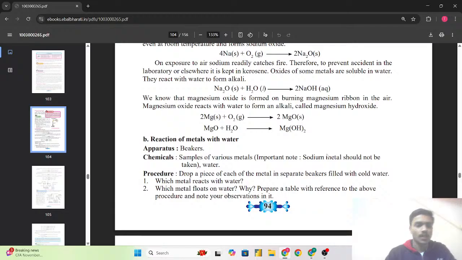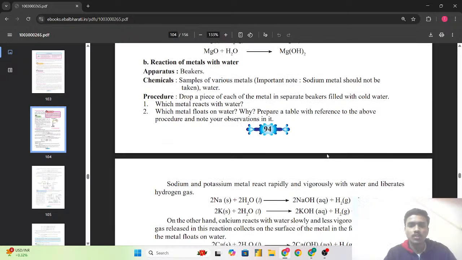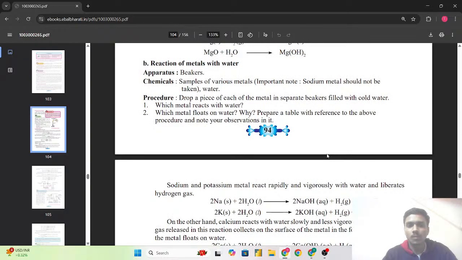Next is the reaction of metals with water. So what will happen after a metal reacts with water? Here we have given the experiment which is there in your science lab book, so you will perform this experiment in the school lab. The procedure is: drop a piece of each metal in separate beakers filled with cold water. Which metal reacts with the water, which metal floats on the water, and why? We have to prepare a reference table for this procedure and observe.